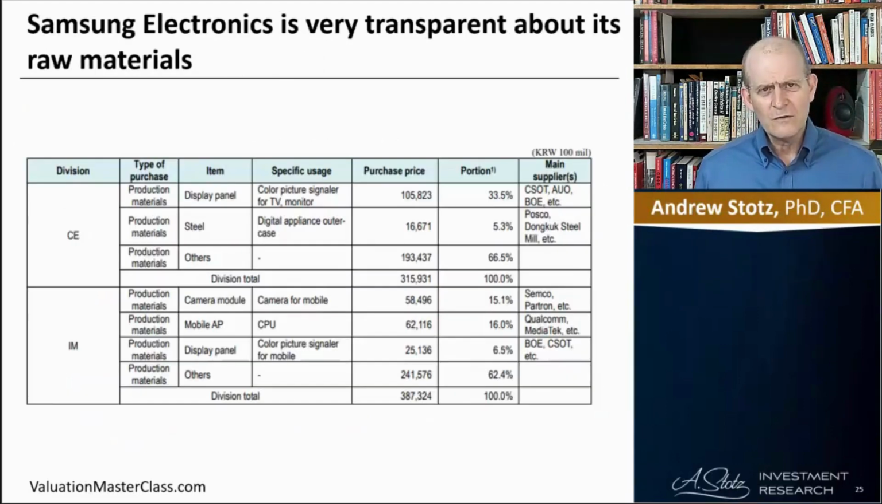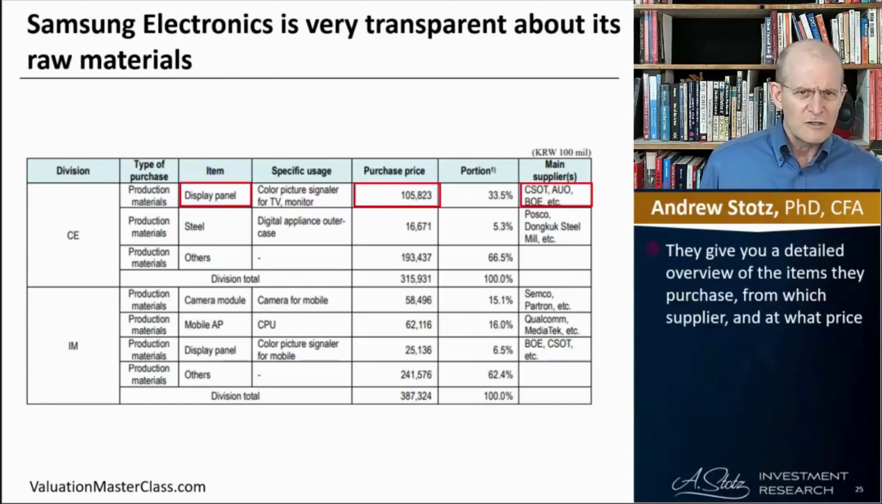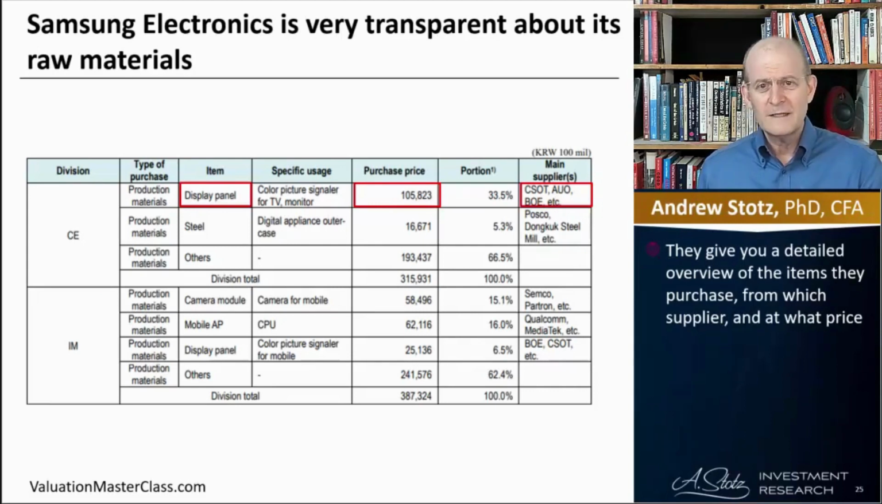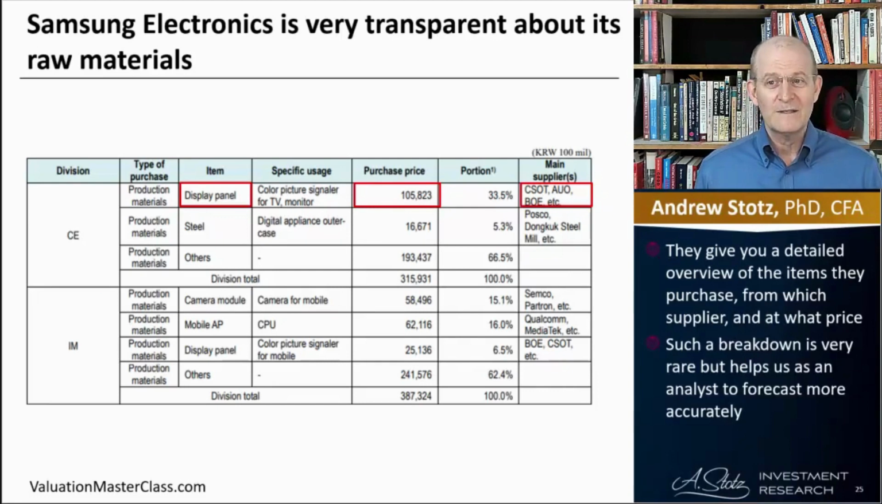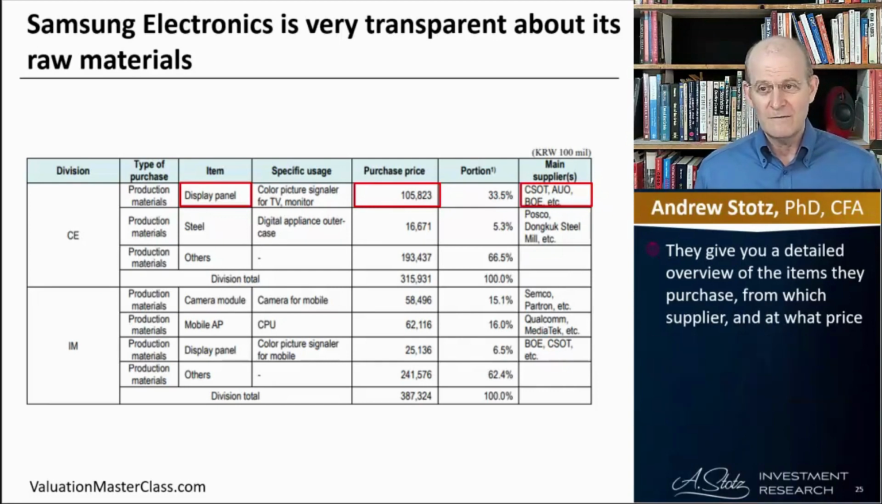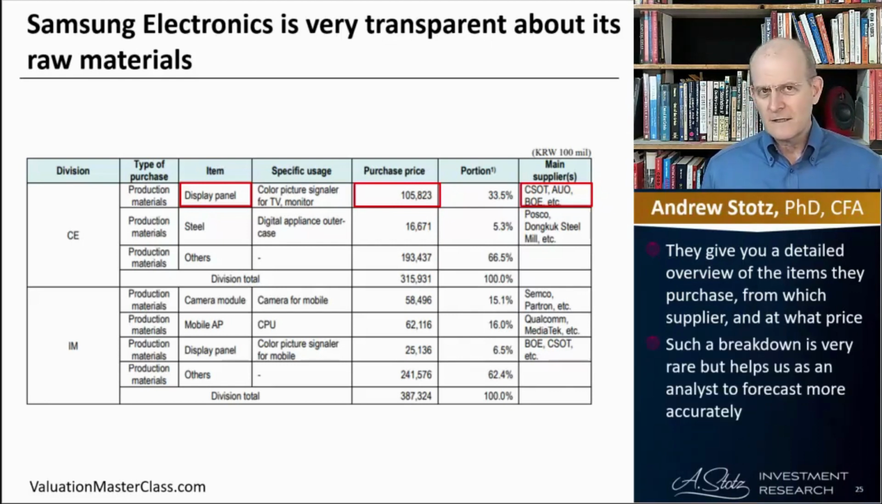So Samsung also is very transparent about its raw materials. We can look at its CE division and see display panels, the purchase price, the main suppliers. I mean, that is a level of transparency that most companies don't give you, right? So it tells you a detailed overview of the items they purchase from which supplier and at what price. Such a breakdown is very rare, but it helps us to forecast and analyze a company like Samsung.